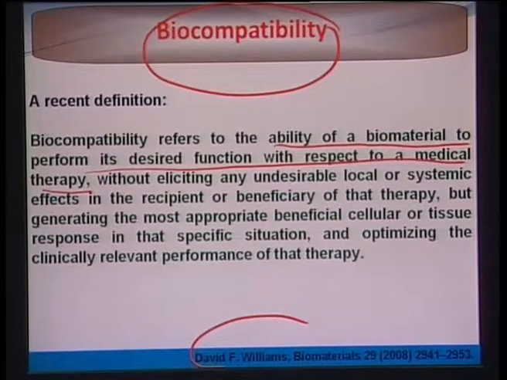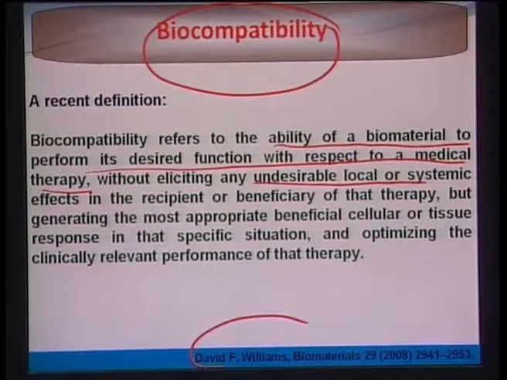Biocompatibility refers to the ability of a biomaterial to perform its desired function with respect to a medical therapy. I again repeat, biocompatibility is such an important concept, it clearly depends on the application in mind. So application means if it is a bone replacement or orthopedic application, then you require a set of biocompatibility properties. If it is for blood conducting devices like heart valves, you require a set of biocompatibility properties which is different from what you need for bone replacement applications.